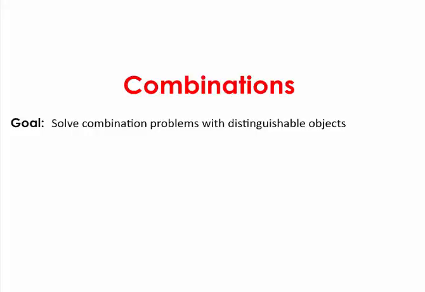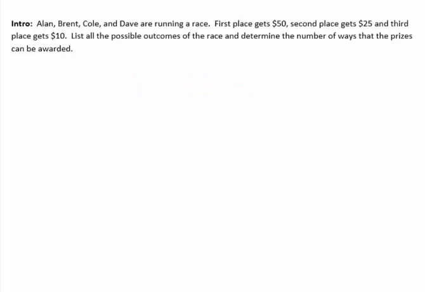All right, let's look now at combinations, and we're going to solve combination problems that have distinguishable objects. Before we do, though, let's do a little bit of an intro here. So here's a scenario. Alan, Brent, Cole, and Dave are running a race. First place gets $50, second place gets $25, third gets $10. Let's list the possible outcomes of the race and determine the number of ways the prizes can be awarded.